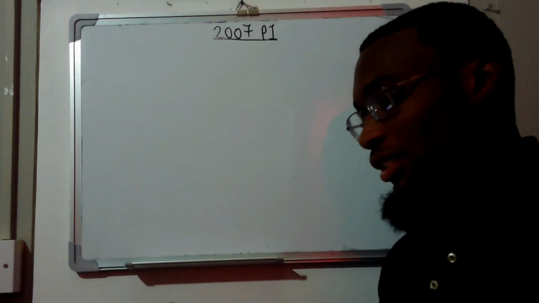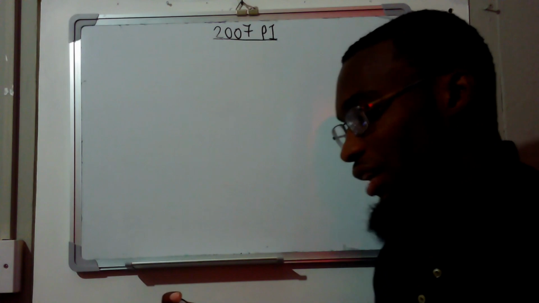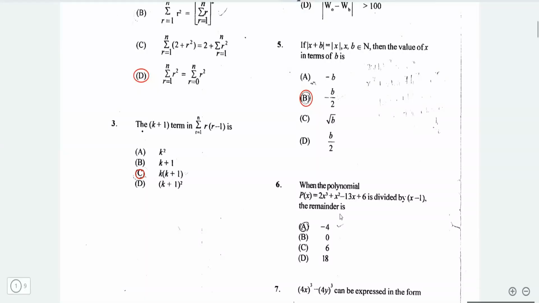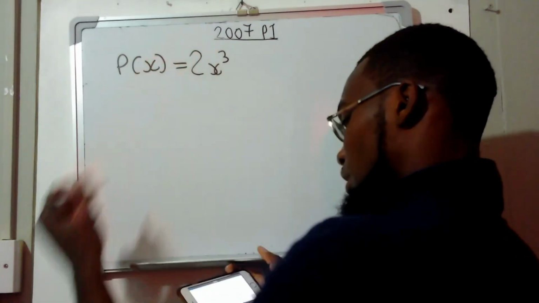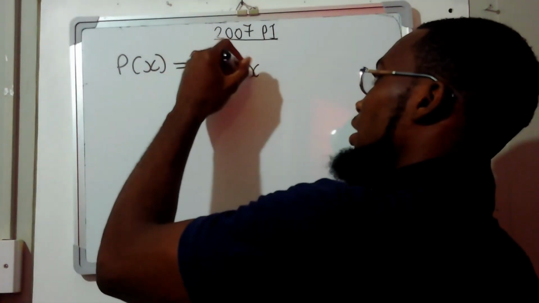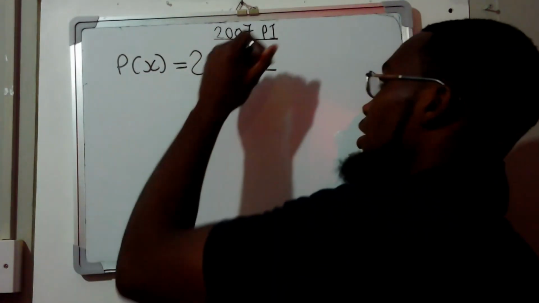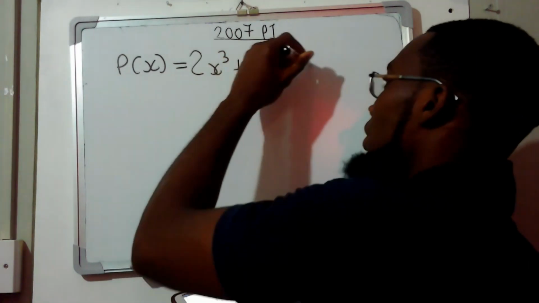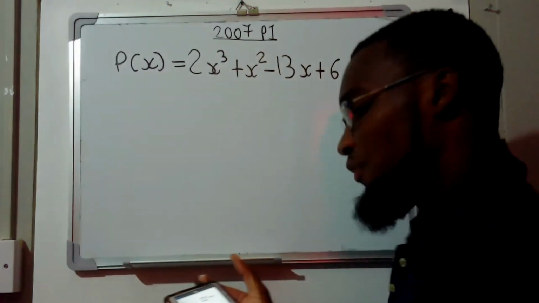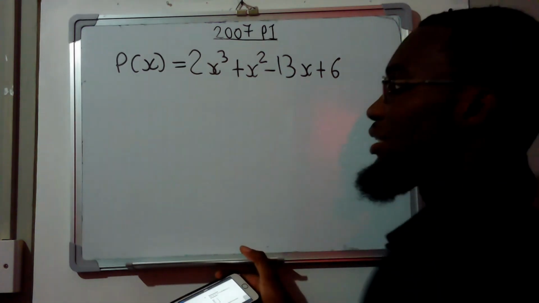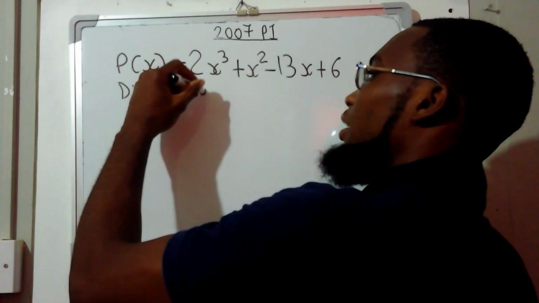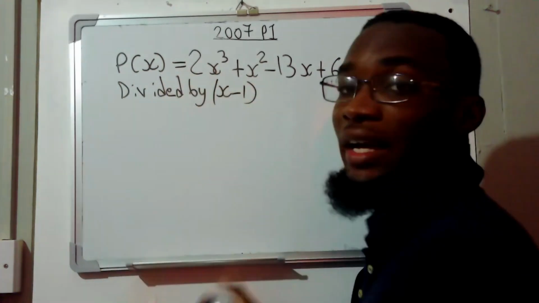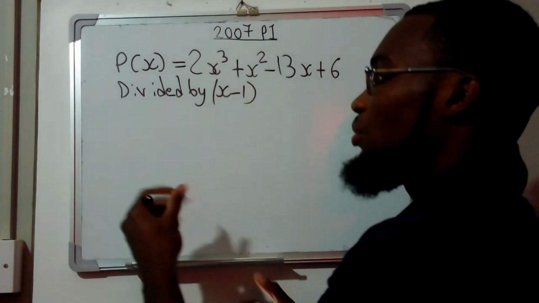Alright, question 6 says, when the polynomial p of x is divided by x minus 1, what is the remainder? P of x is equal to 2x cubed plus x squared minus 13x plus 6. To find the remainder when it is divided by x minus 1, all you have to do is find p of 1.